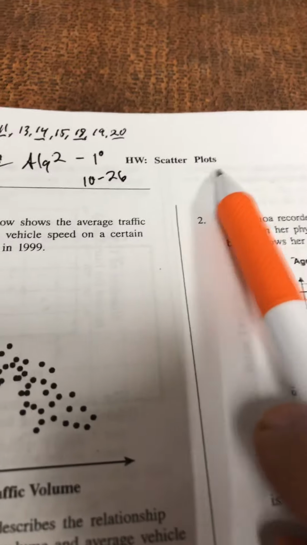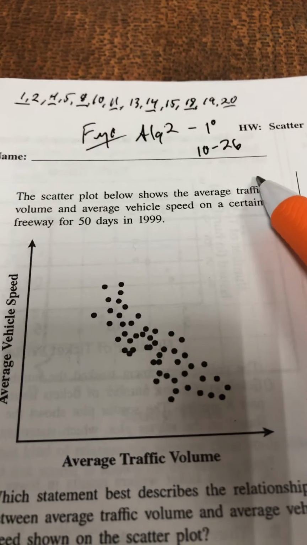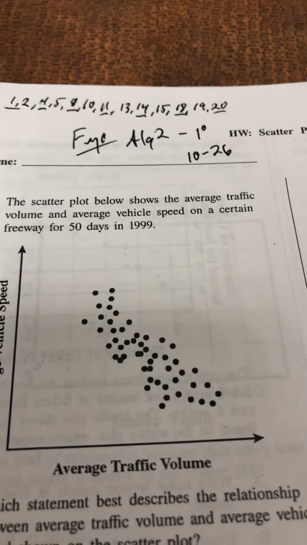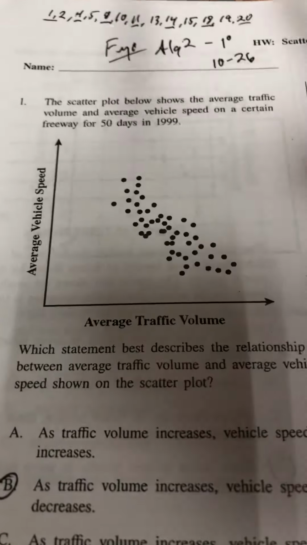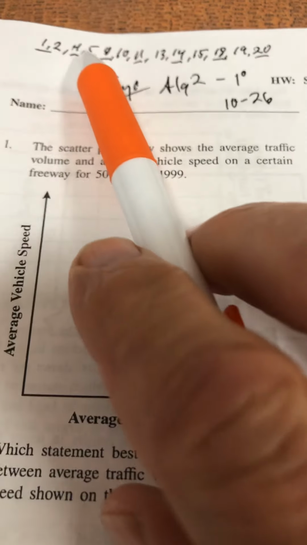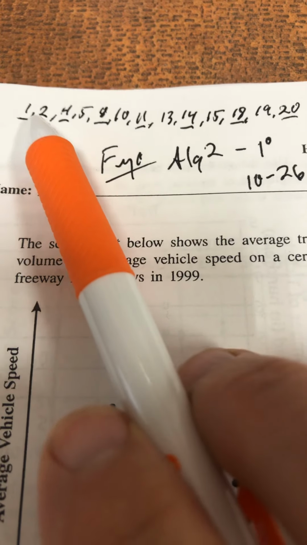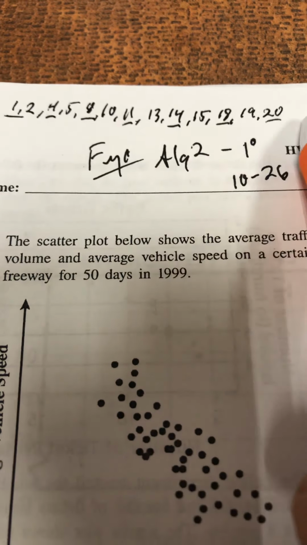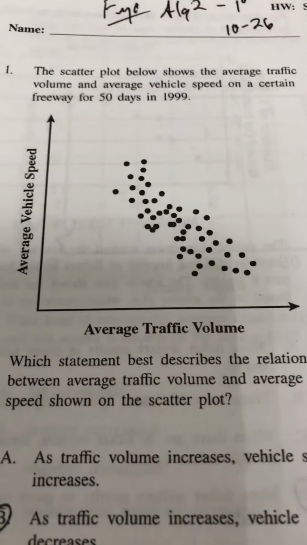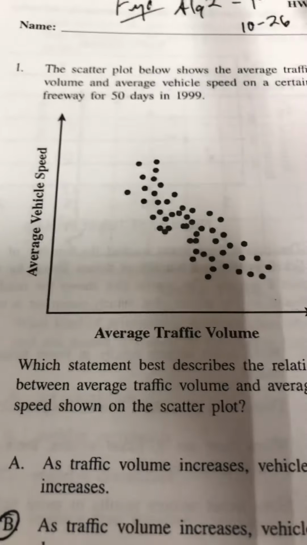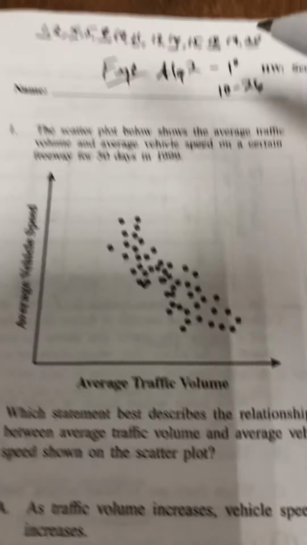You're looking at scatter plots and what kind of correlation they have: positive, negative, all that kind of stuff. I'm going to go through every other one that he asked you to do. He asked you to do 1, 2, 4, 5, all the way through 20, but only certain ones, and I'm going to do every other one of those. And the other ones, try on your own. Go ahead and make mistakes. It's not a big deal if you miss it. Just try it, and we learn from our mistakes.